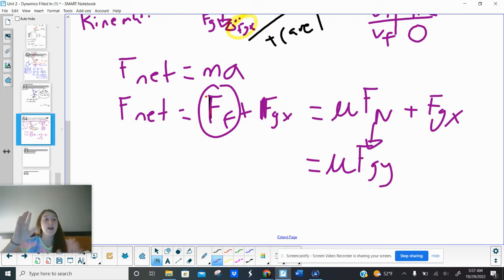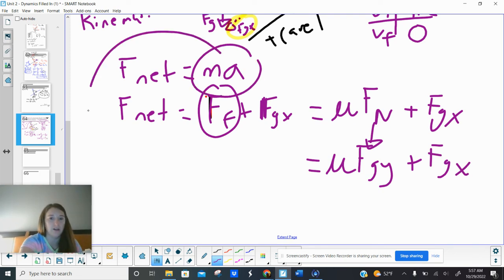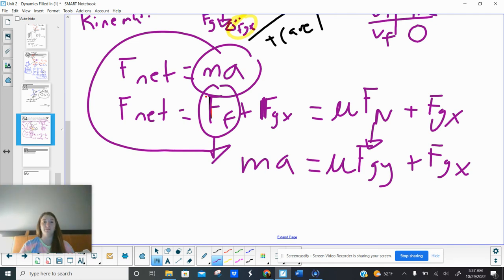Again, be careful. If there was an angled force, or if I was pushing down on the object, I'm going to increase the normal force. So it wouldn't just be FGY, it would be FGY plus my increase downwards, yeah? So here's what I've got. Now I can also go ahead and take this around here because these both equal F net, right? And so they can equal each other.